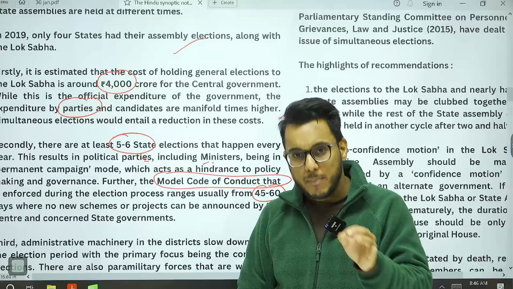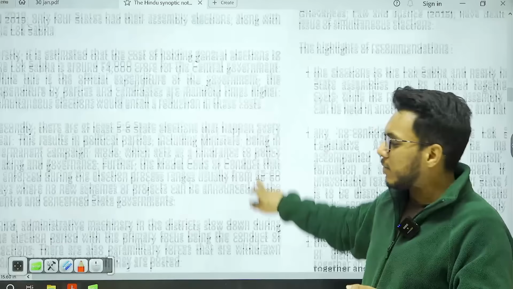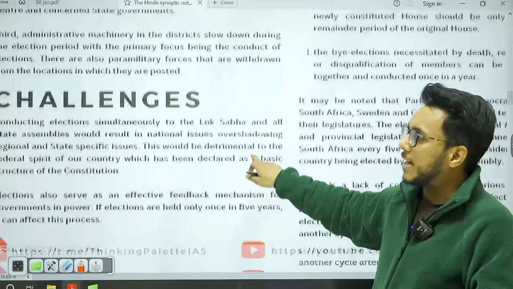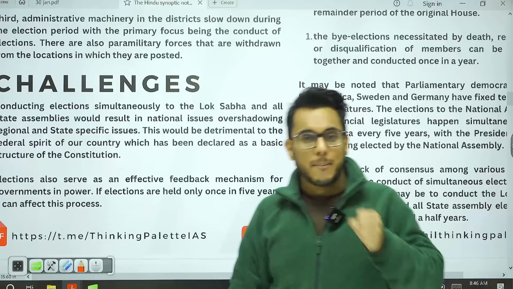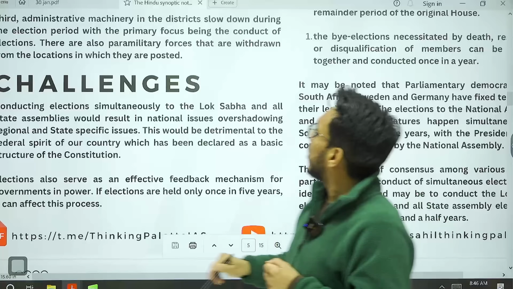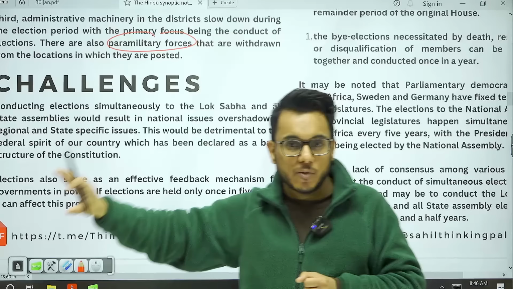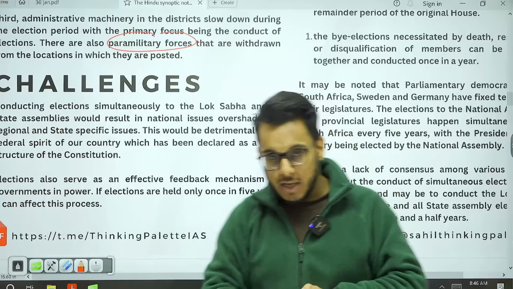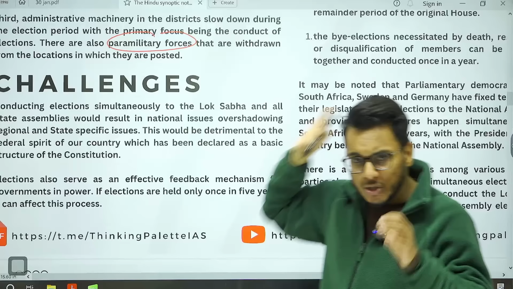Okay, then next is that administrative machinery also gets negatively impacted. When we talk about administrative machinery, we find that government employees have to be stationed on election duty. Also, paramilitary forces are withdrawn from their locations, and members of paramilitary forces are given security work for the elections. Because of that, a lot of challenge comes on administrative machinery. So, therefore, having simultaneous elections will save on all these problems.